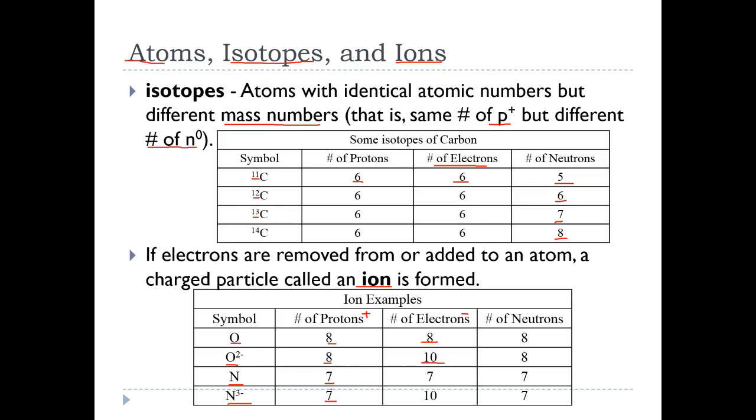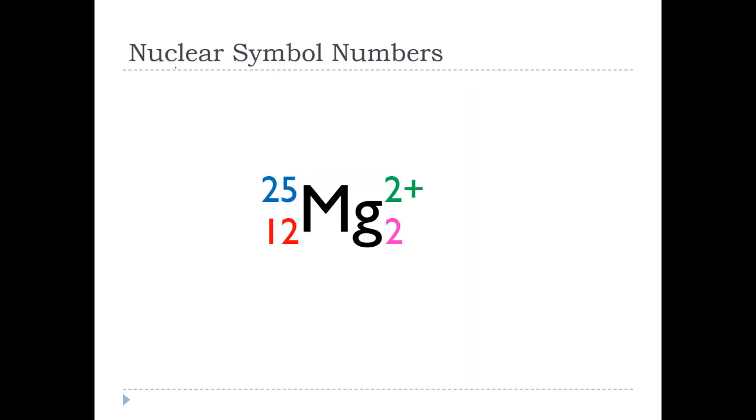If you look at the nitrogen, you have a similar situation. Neutral nitrogen has 7 protons and 7 electrons. And the ion of nitrogen has 10 electrons and only 7 protons, so you have a difference of 3 more negatives than positives, so you get a negative 3 charge. Now we can represent all this information in an easy to read format called nuclear symbol notation.